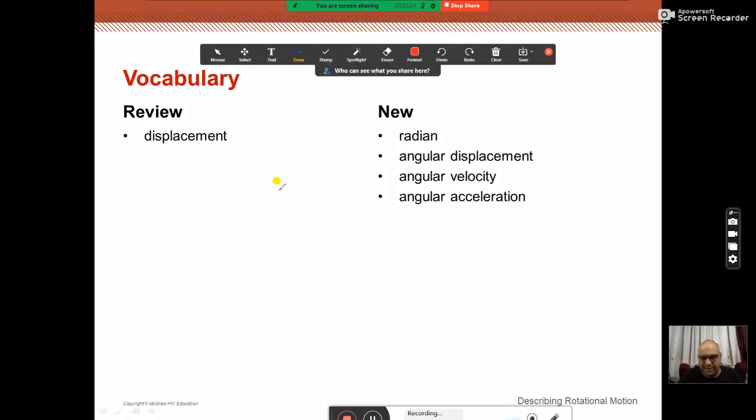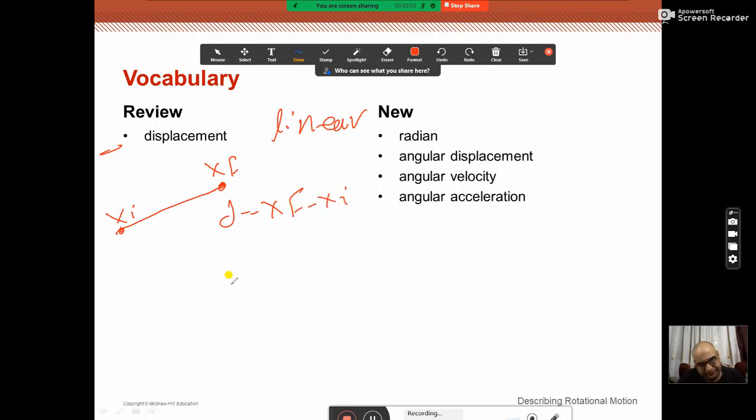What is the displacement? Displacement is the movement of an object from one position called the initial position to another position called the final position in a straight line. This one is called linear displacement. The distance of displacement can be measured. Displacement equals xf minus xi, where this point is called xi and this one is called xf. And the measuring unit of this displacement is meter or kilometer.